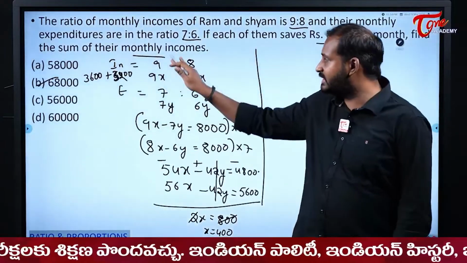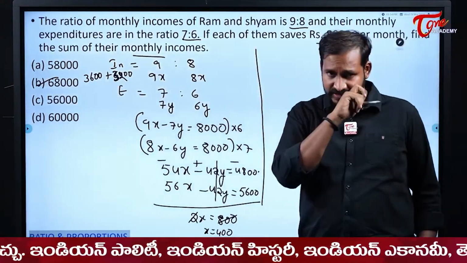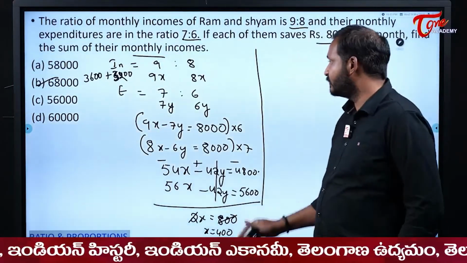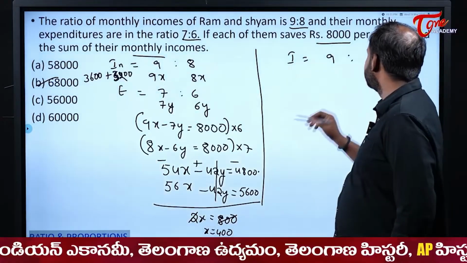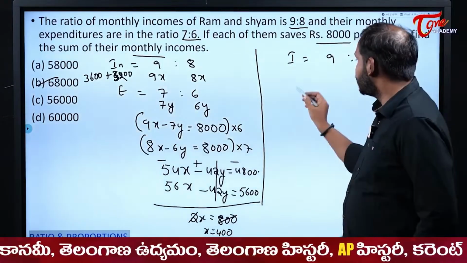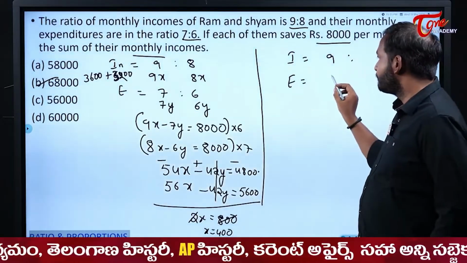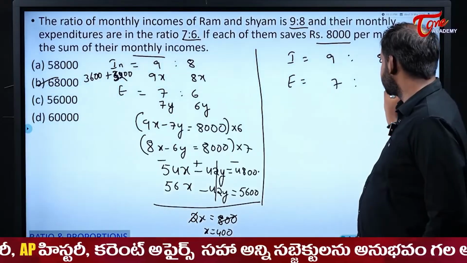Okay. This is the traditional method of solving the problem. This takes a lot of work for us. Now, for this, how do I need to solve this one? See here, incomes are in what ratio? 9:8. And when it comes to their expenditures, they are in the ratio of 7:6.